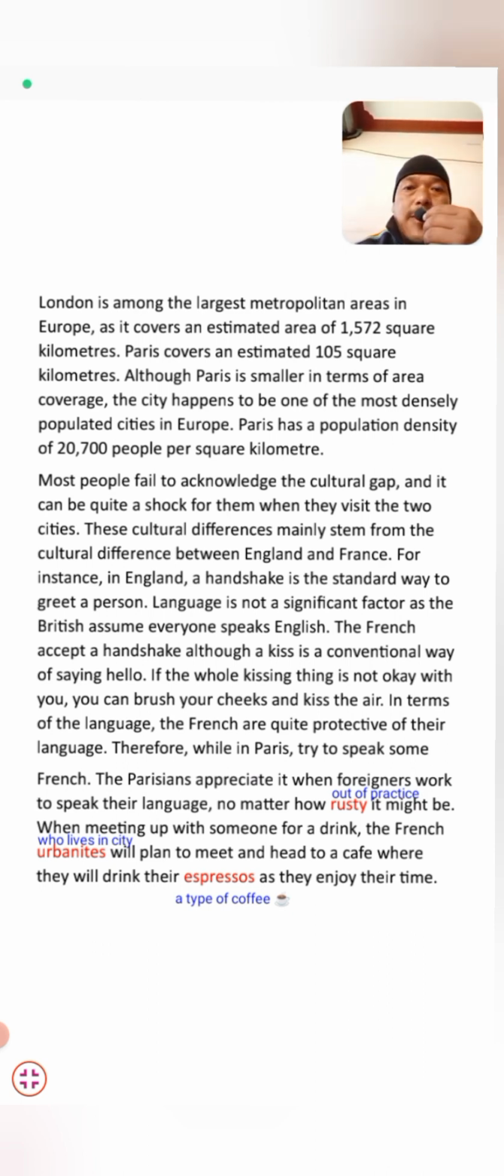105 square kilometers only. Although Paris is smaller in terms of area than London, the city happens to be one of the most densely populated cities in Europe. Though the city is smaller in area, the population of Paris is much higher than London's. It means it's a highly populated city in Europe. Paris has a population density of 20,700 people per square kilometer.